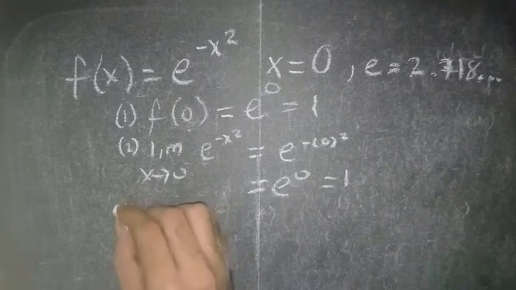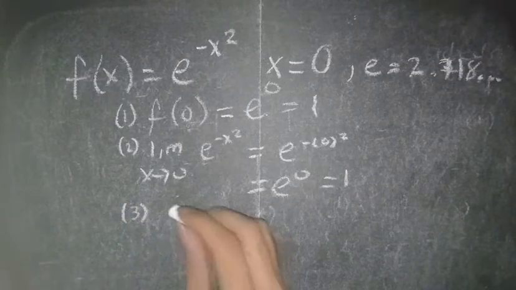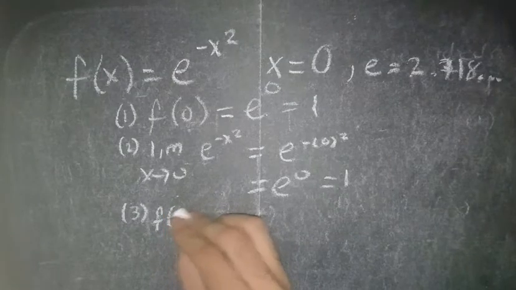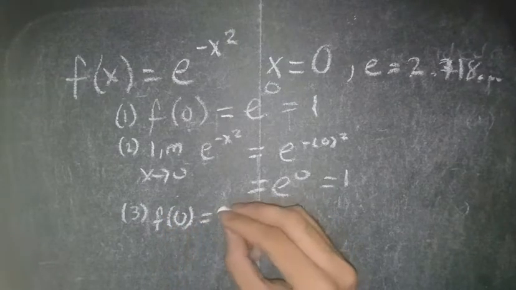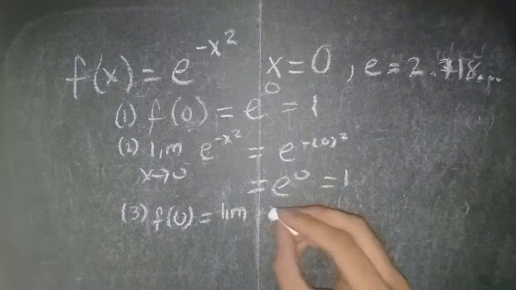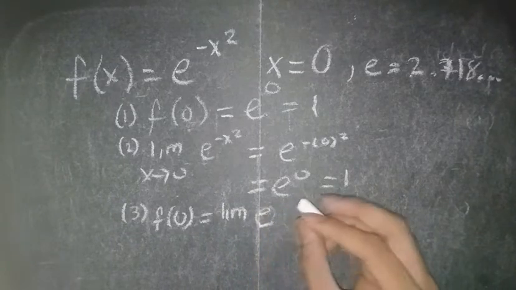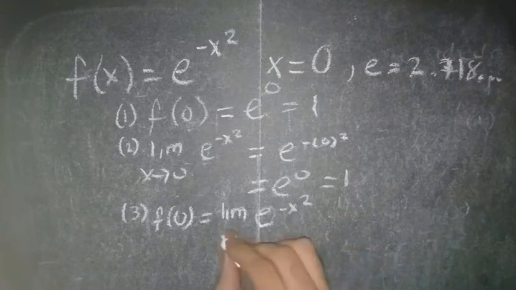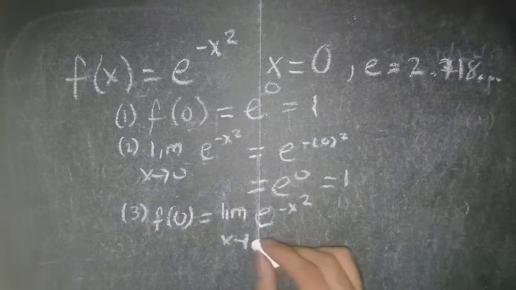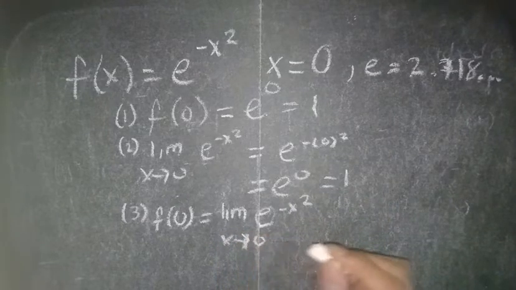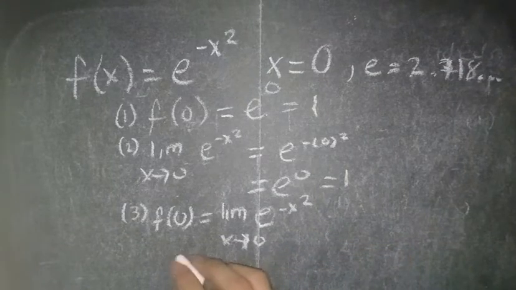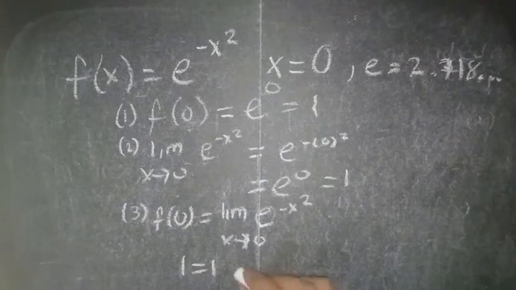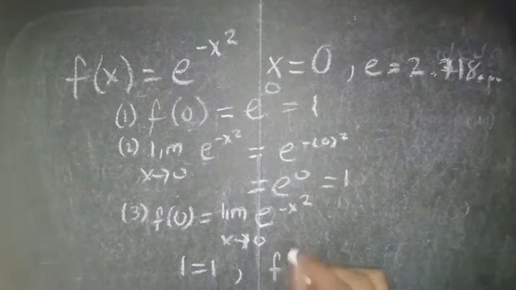Hence, the third condition is met, such that f of 0 is equal to the limit of e raised to negative x squared as x approaches 0, which is 1 is equal to 1. Therefore, the function is continuous at x is equal to 0.